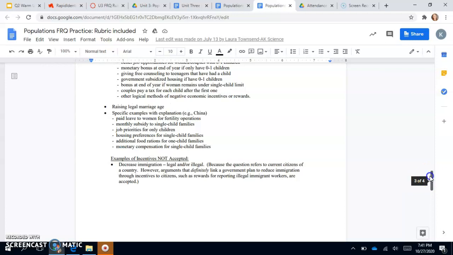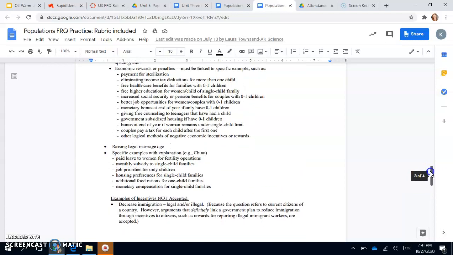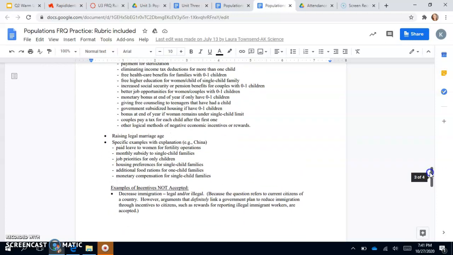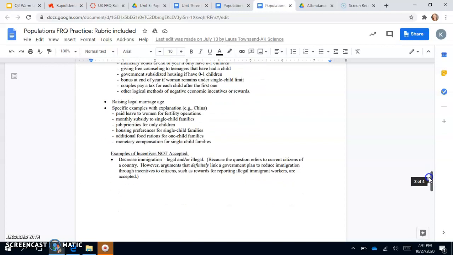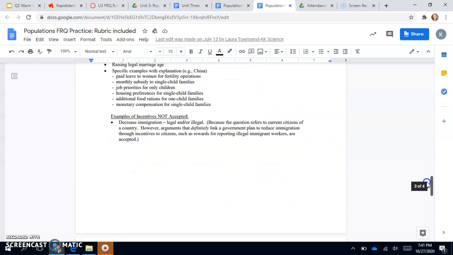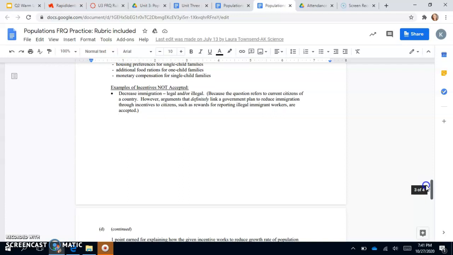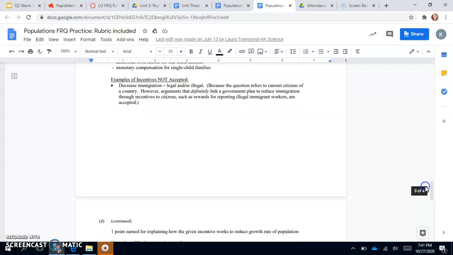And I will post this rubric so that you guys can read this more in depth. I don't think it's necessary for me to read every single one of these to you because you guys are perfectly capable of that. But just going through these. So examples of incentives that are not accepted would be decrease in immigration, because the question refers to the current citizens of a country, so don't mention leaving or gaining citizens in terms of immigration.